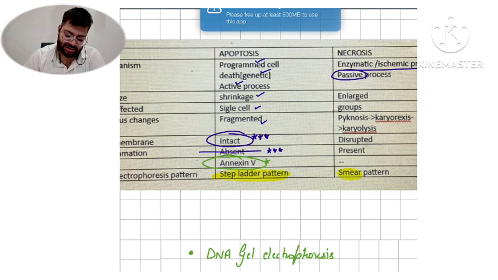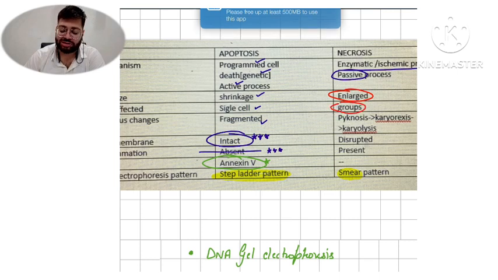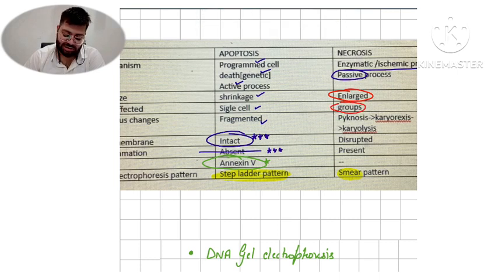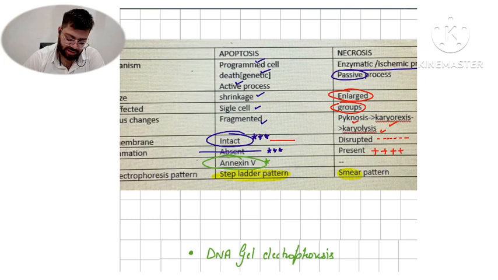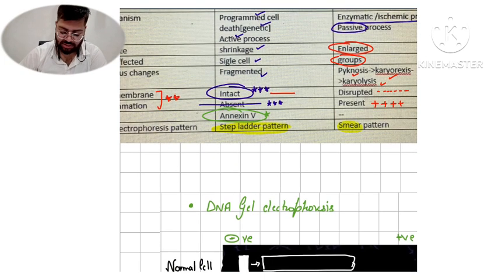See, cell size is enlarged in necrosis. It will become bigger. Cells affected are grouped, because death in necrosis is mostly a pathological event. Nuclear changes are pyknosis, karyorrhexis, karyolysis. The nucleus will be condensed, then it will get fragmented, and then it will just lyse. Cell membrane will be disrupted, whereas in apoptosis it will be intact. Inflammation will be present. These two points are very important: cell membrane and inflammation. The rest can easily be deciphered from this.